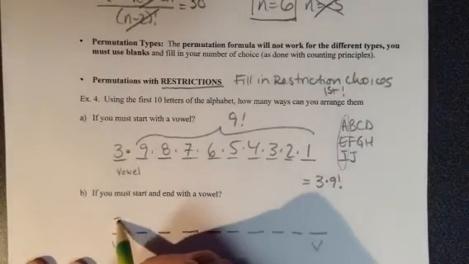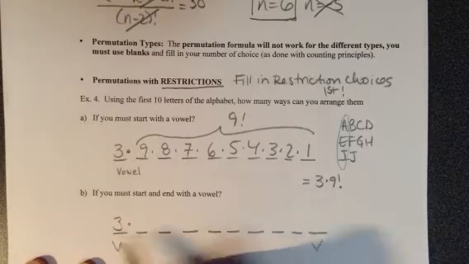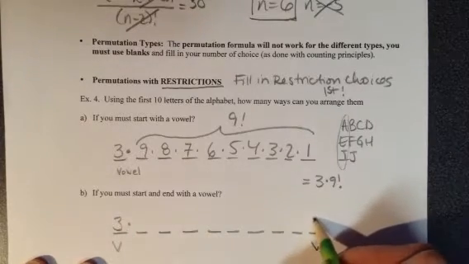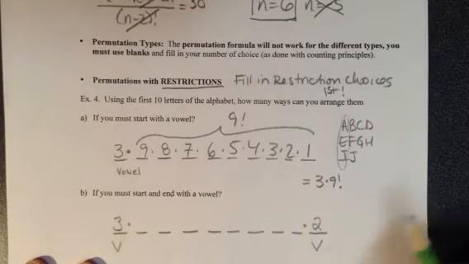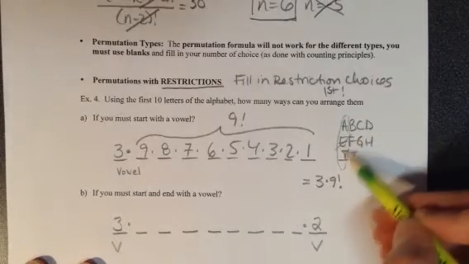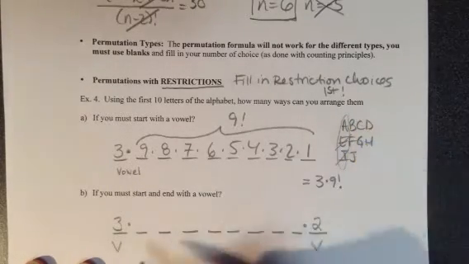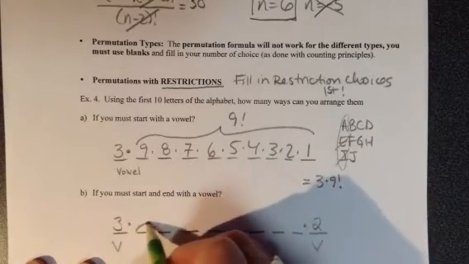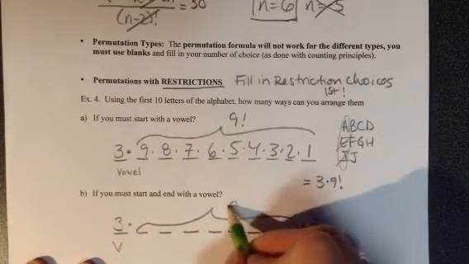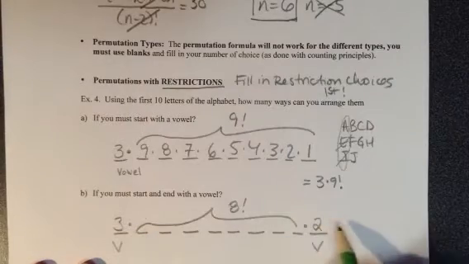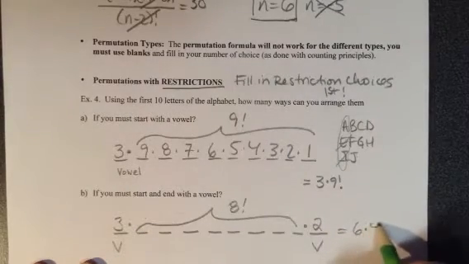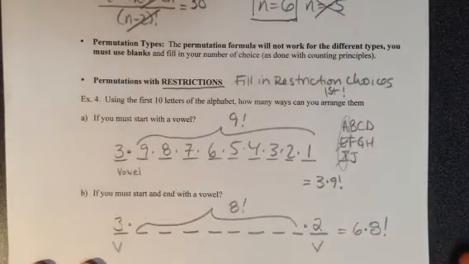We have 3 vowels to choose for the first spot, then I'd only have 2 vowels left in the last spot. Once I've used 2 letters, let's say I cross off the E and the I, I'd have 1, 2, 3, 4, 5, 6, 7, 8 left. And so I would then get my 8 factorial. So 3 times 2 is going to give me 6 times 8 factorial, and that will give me my answer.